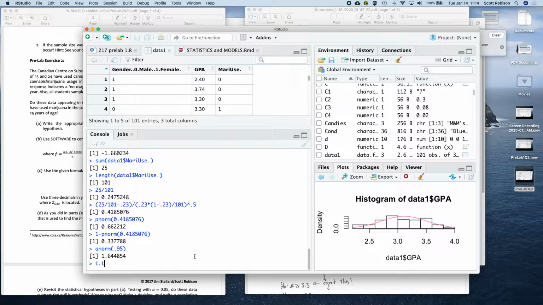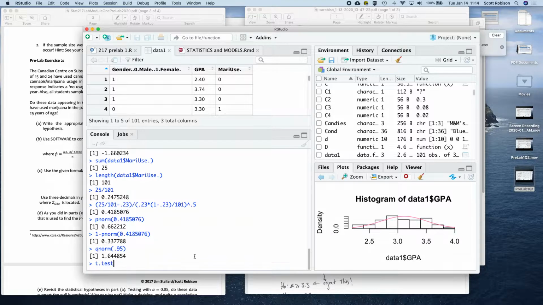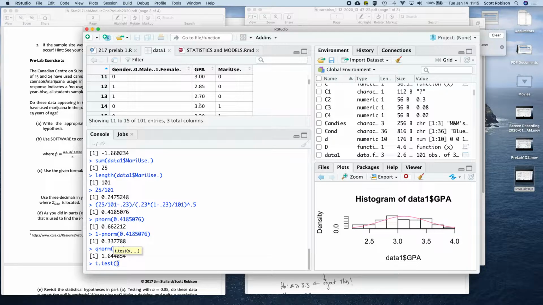There is a built-in function in R called t.test. So here I'm performing a t-test. And this is really nice, but it also has some hangups. It really only works if you have raw data. So what does raw data mean? It means I have the actual individual points of all 101 people. So here you can do t.test, and then our data was found in the file called data1, and specifically in the column called GPA. So that's where the data is.